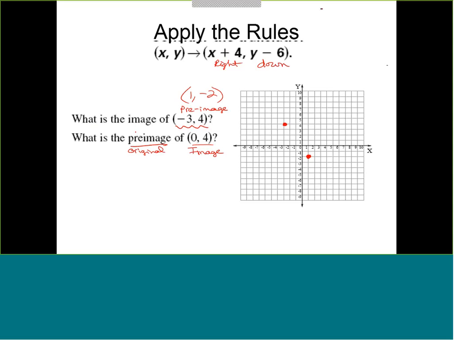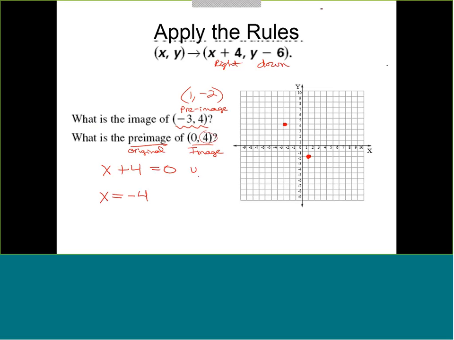The image is what we get after we move it. So after I take my x value and I add 4 to it, I need to come up with 0. So what x value, when I add 4 to it, is going to give me 0? Well, that means that x had to have been -4.